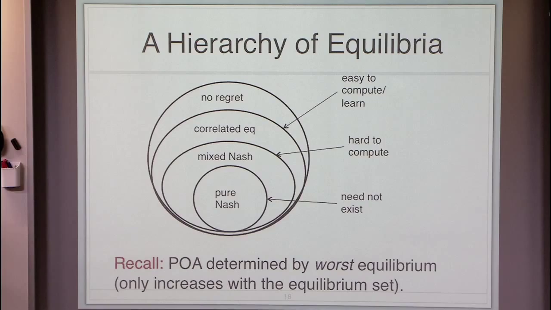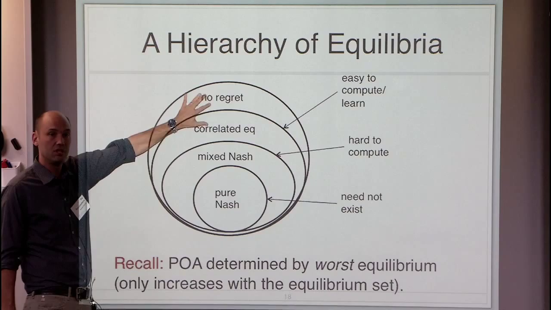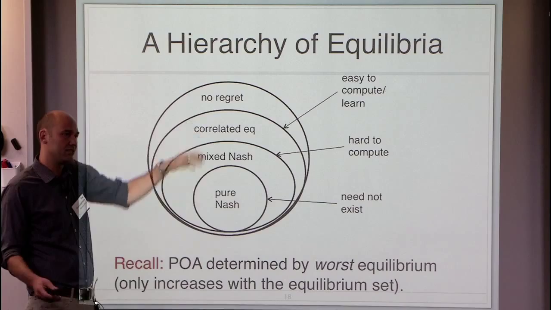So in other words, if you prove price of anarchy bounds about these outer two sets, we sort of dodge the intractability critique. These are outcomes where, if we can prove a bound for every single outcome in these big sets, all of a sudden it starts looking quite meaningful. For example, it implies that if players are using certain learning algorithms, then the price of anarchy guarantee holds.